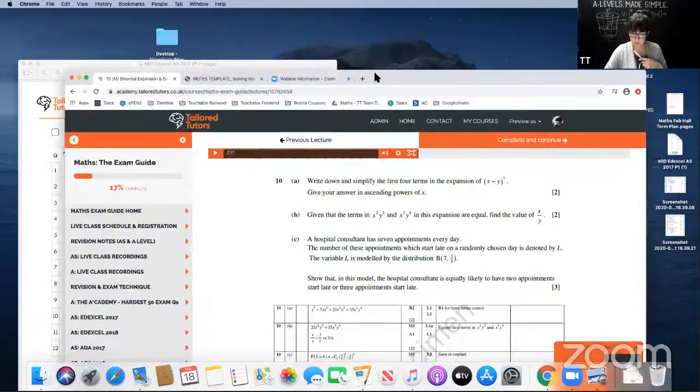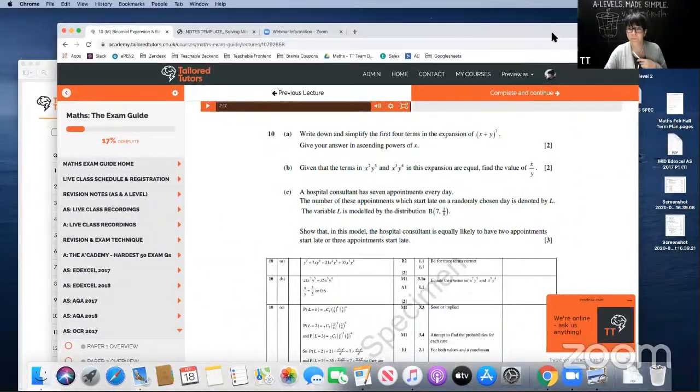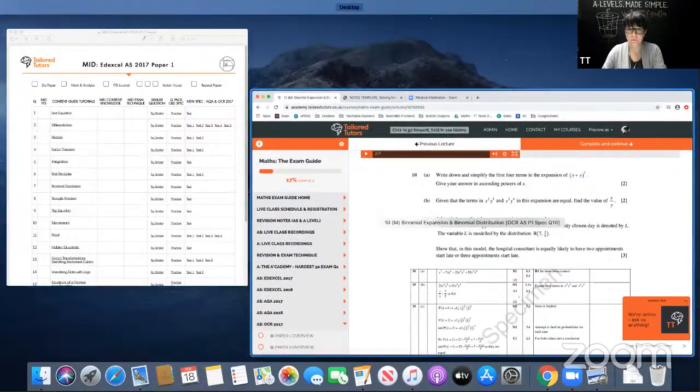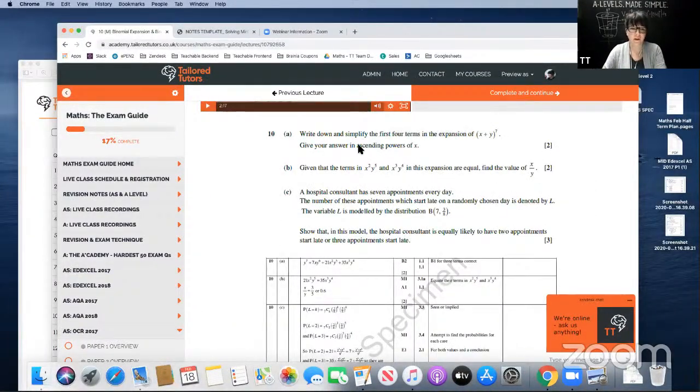Am I sharing the screen? Can't see what I'm sharing with you. What can you tell me in the chat what you can see? Oh, you can see. That's weird because I can't. Okay, so you can see the iPad basically. Oh, you can see question 10. Right, so you can't see the iPad. That's what I thought. Okay, so I'm going to come back to this and see if it will work.